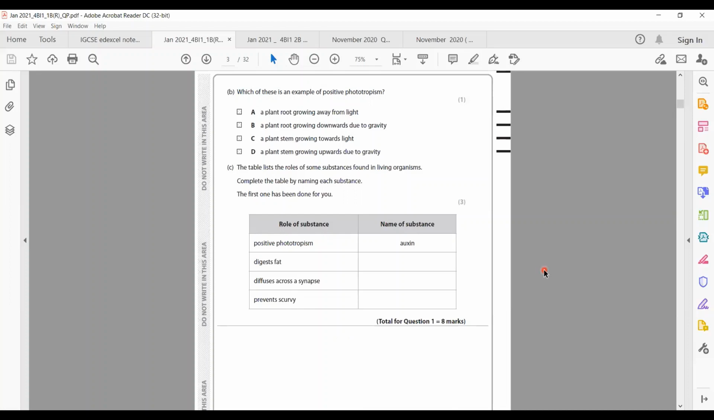The table lists the roles of some substances found in living organisms. Repeat the table by naming each substance. The first one is being done for you. Positive phototropism, oxygen, digests fat, lipase. Excellent. Bravo. Diffuses across the synapse.